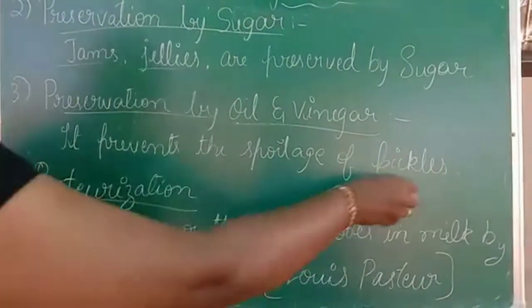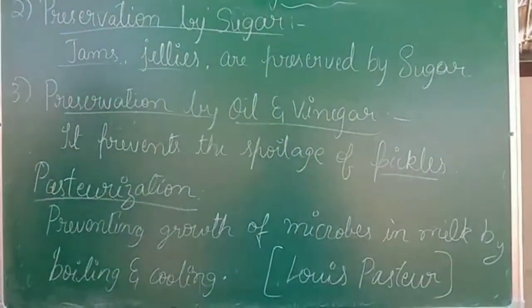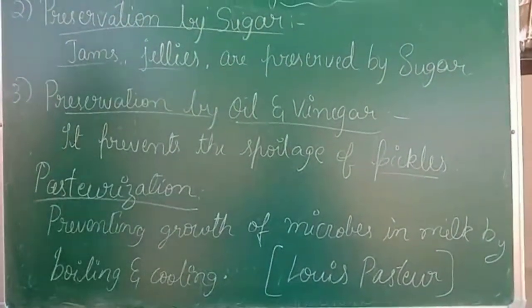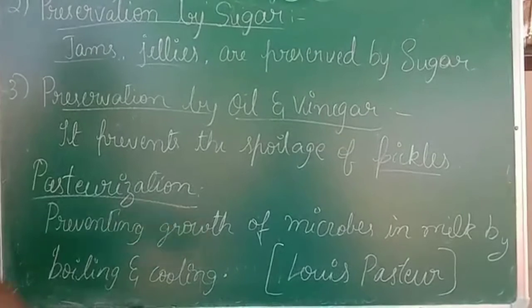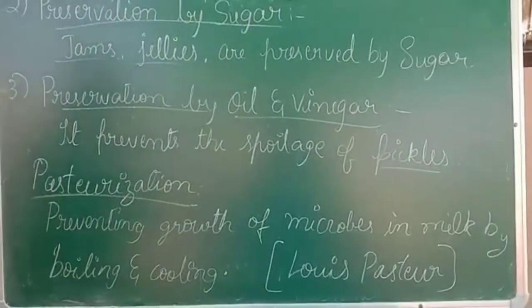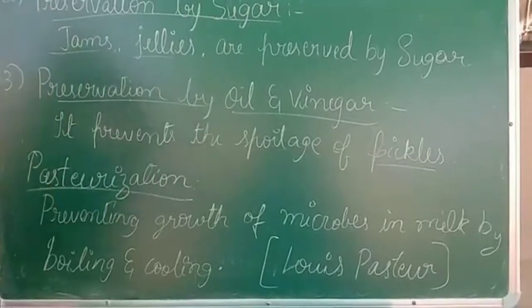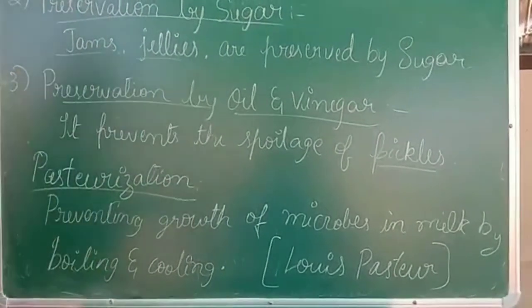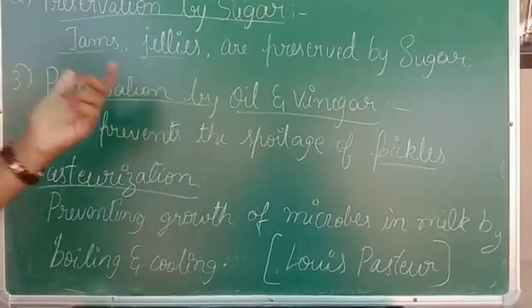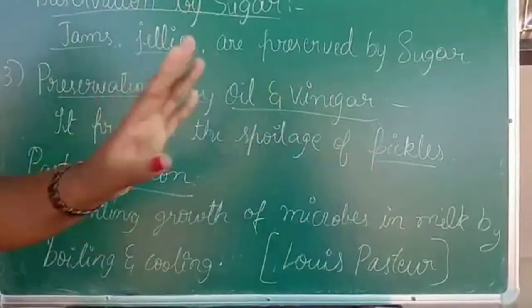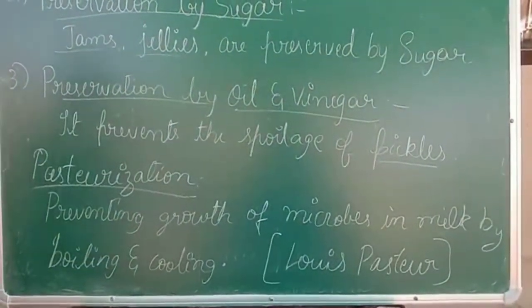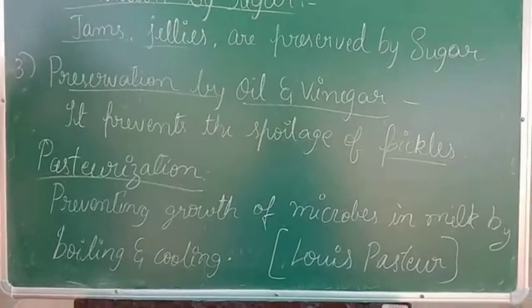See students, in the preparation of pickles especially, this oil and vinegar is used. So why is this oil and vinegar used in the preparation of pickles? Why? Because to prevent it from spoiling. So pickle means usually we keep it for several days, right? So to prevent it from spoiling, what do we do? We add oil and vinegar so that pickle will not be spoiled for several days. So these are the three different preservation steps.